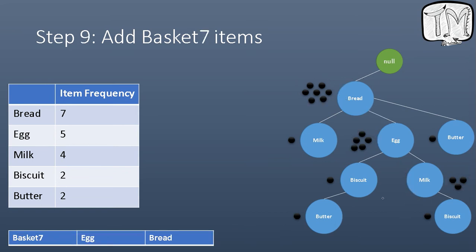Okay, then let's go to basket 7, the last basket, in which we have bread and egg. This is the most frequent with 7, and this is second most frequent with 5. So after bread we already have a branch containing egg. Okay, so we are not going to create any new branch or new nodes. We are just going to add one frequency to bread and one to egg. Okay, so that is all. That is how we keep on adding the baskets.